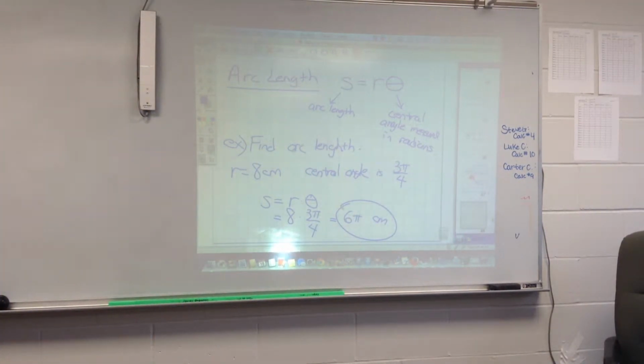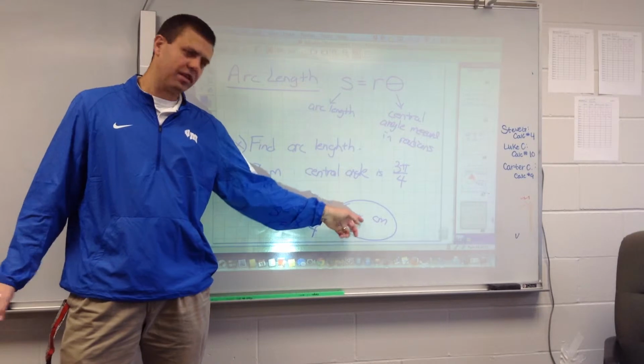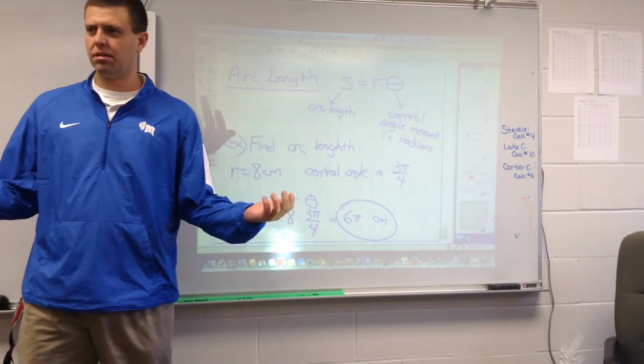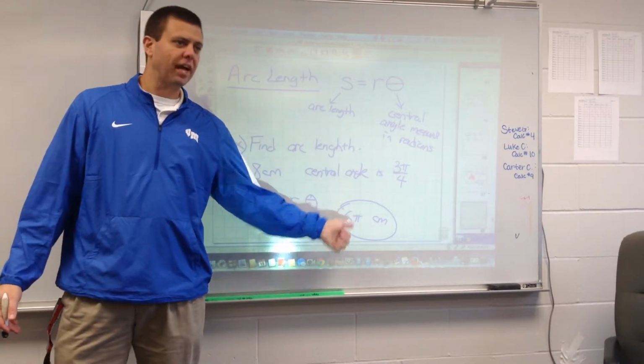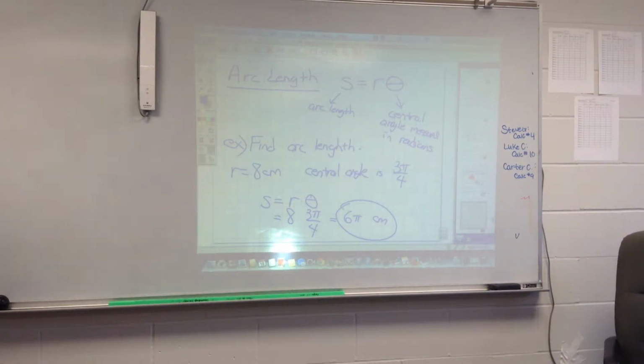6 pi centimeters. Now, as a decimal, pi, remember, is about 3.14. If you take 6 times that, you're going to get roughly about 19. Just shy of 19 centimeters. Which should make some sense.